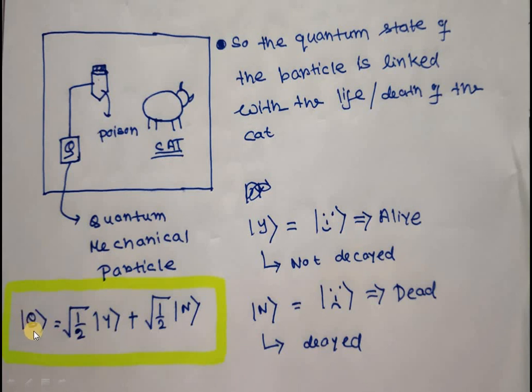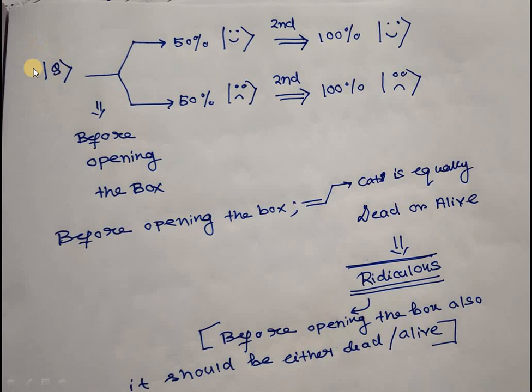So initially this state is basically a linear combination of these two states, with coefficients 1 over root 2. This state, that is y, is called the alive state, that is, the not decayed state, and this other state is called the dead or decayed state. So in that state the cat will be dead, and if the particle is in the not decayed state, it will be alive.